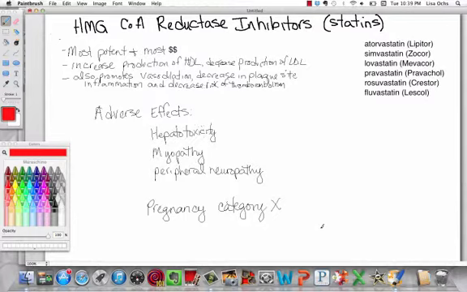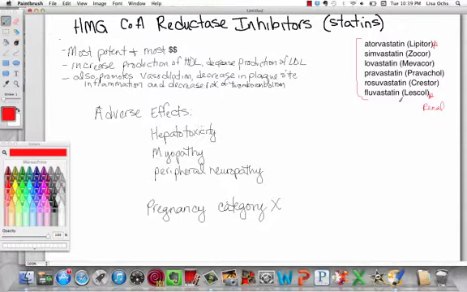I put a list over here on this side. You can see the most common one you've probably heard of is Lipitor. The other ones are Zocor, Mevacor, Pravachol, Crestor, Lescol. Lipitor and I believe it's Lescol. Yeah, Lescol down here. These two drugs are approved for patients with renal disease. I don't know that that's going to be on a test, but you might just want to make a note of it. The others are not approved for patients with renal disease. So that's just an aside.